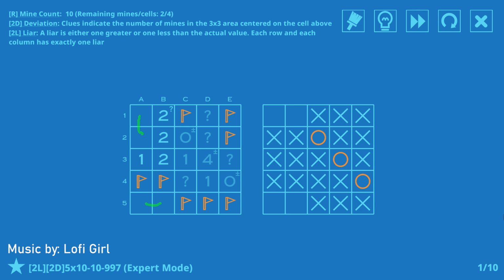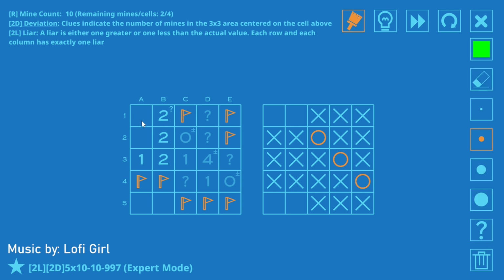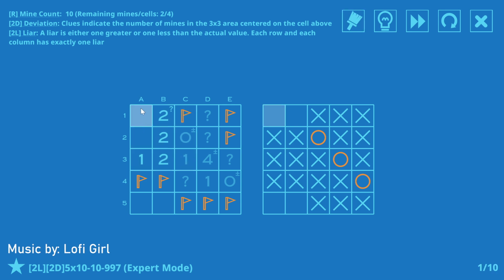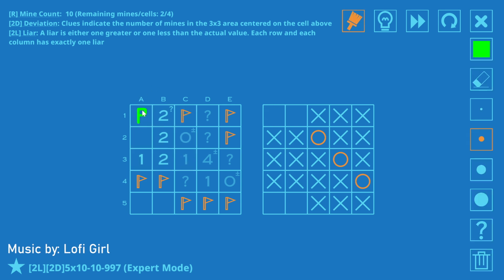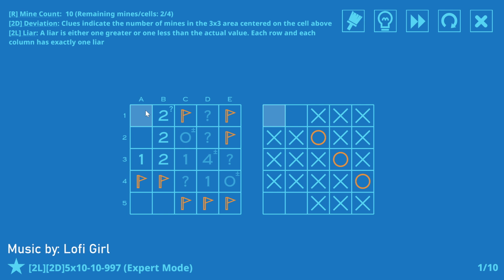What can we figure out from here? I think... If this were a mine, then clearly this must be a liar. Oh, that fails. Because if this was a mine, then that is not a liar, which means this must be a liar in this row. But if this was a liar, it fails because there are exactly 2 mines around it, which makes it tell the truth. That's a paradox. It can't be a liar that's telling the truth. So that means that this can't be a mine.